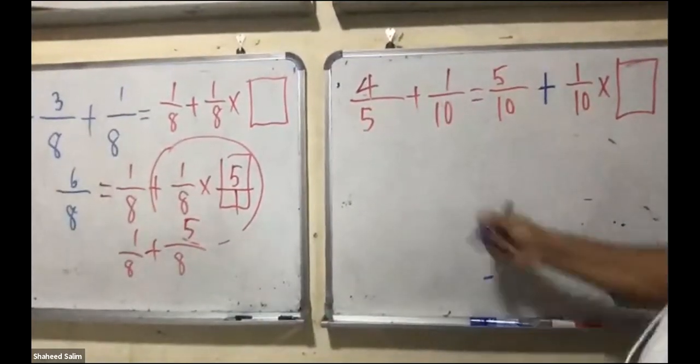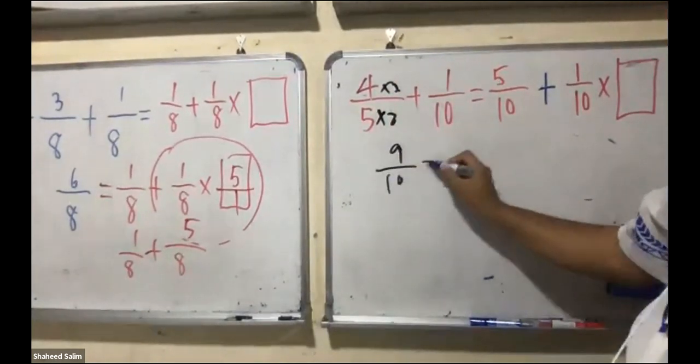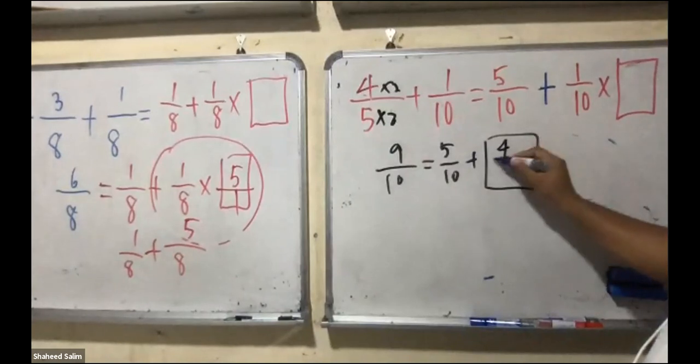My answer is 4. 4, okay. Anyone else? Okay, 4 is correct. So we try on the left side. This times 2, you get 8 over 10 plus 1 over 10, 9 over 10. So 5 over 10 plus what equals to 9 over 10? It must be 4 over 10.